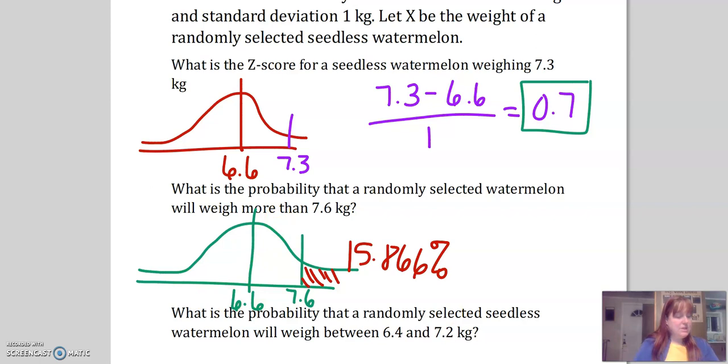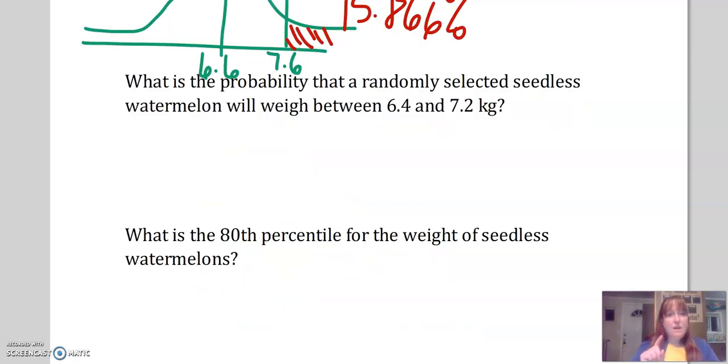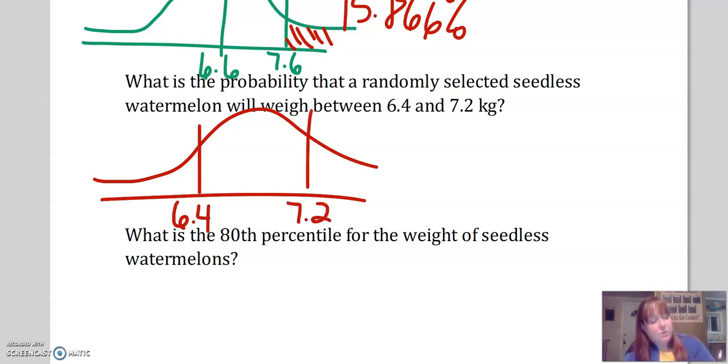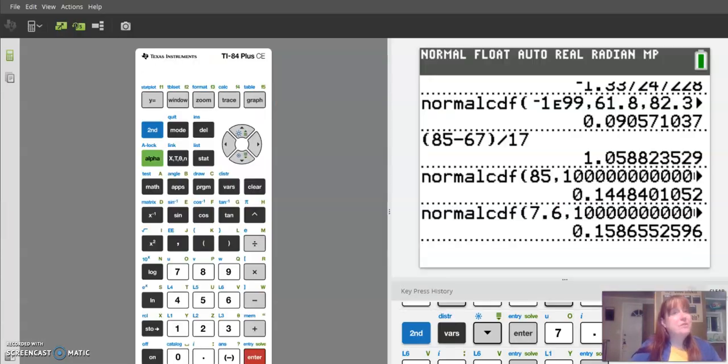All right. So this is the new stuff. Just kidding. Not the new stuff. This is yesterday's stuff. What's the probability that a randomly selected watermelon is between 6.4 and 7.2? So again, we're just looking at this curve and we're saying, what's the probability that we're going to pick one from 6.4 to 7.2? Now again, we can't use the empirical rule because this isn't exactly one standard deviation away. So we're just going to use the normal CDF.